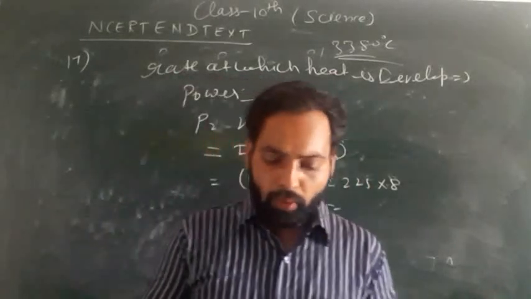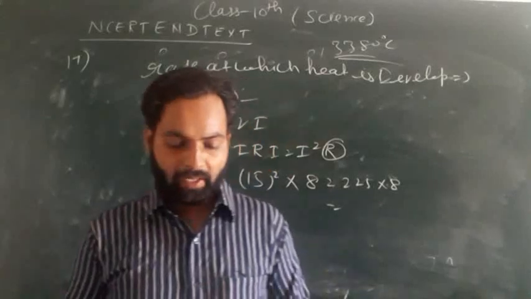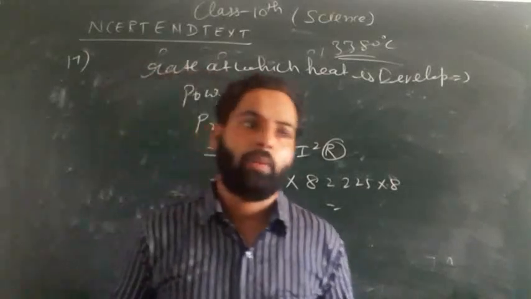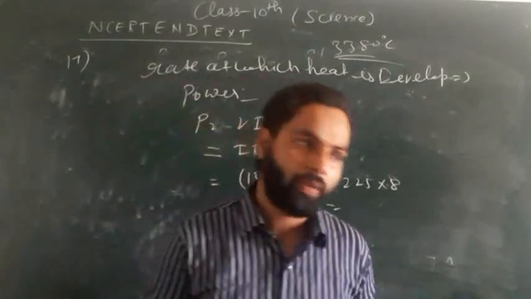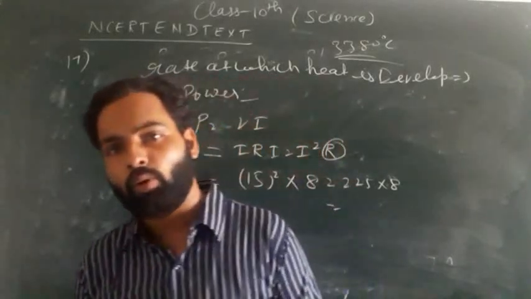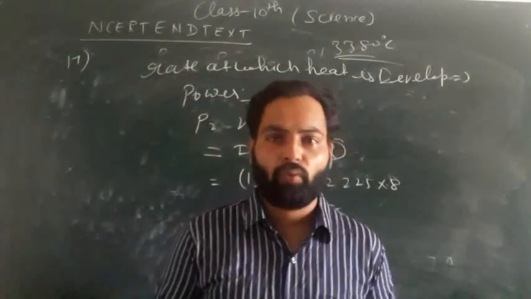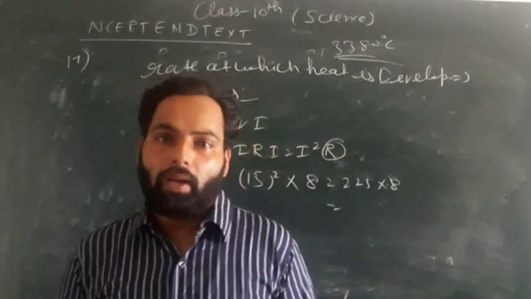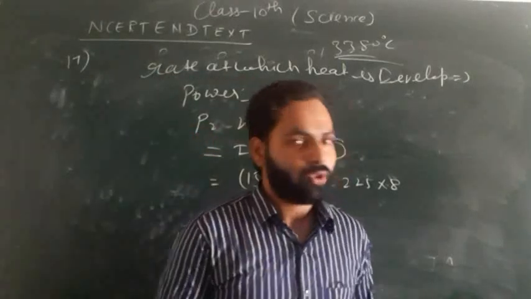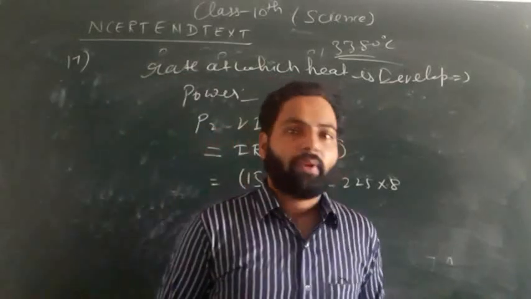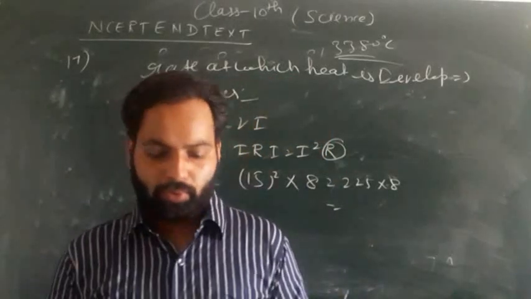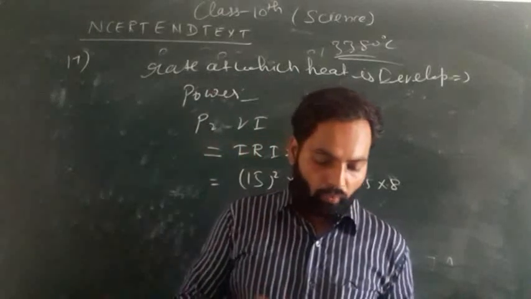Why are copper and aluminum wires usually employed for electric transmission? Very easy, because they are made of metal, and metals have low resistance and low resistivity. If resistance and resistivity are low, then a large amount of current can flow through them. And also, they do not heat up very fast. They take some time to heat up. So these were your in-text questions.